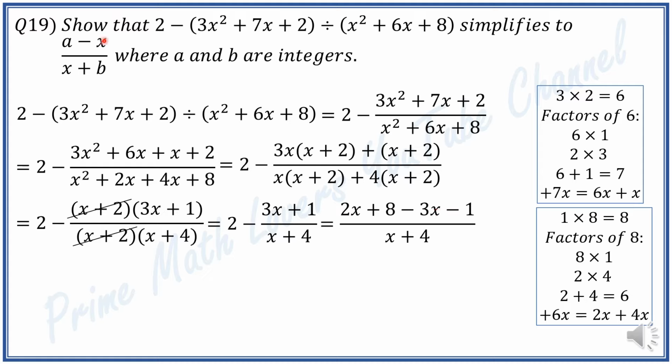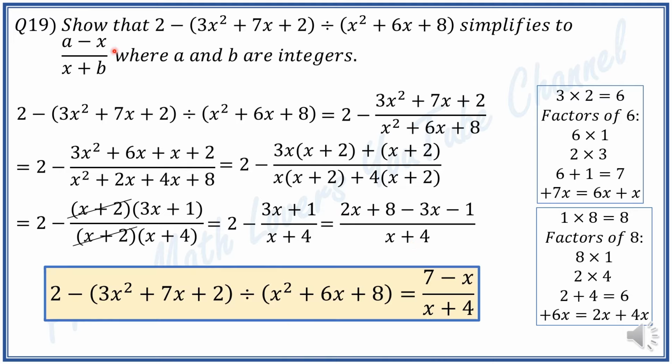7 minus x is in this form. So if we assume a as 7, it will be (7 minus x) over (x plus 4). A is 7 and b is 4. So our expression can be written as (7 minus x) over (x plus 4).